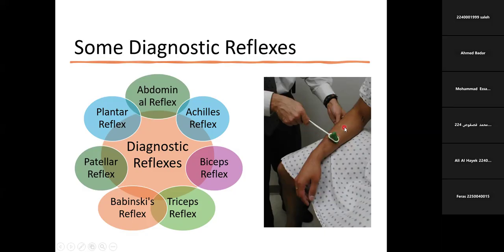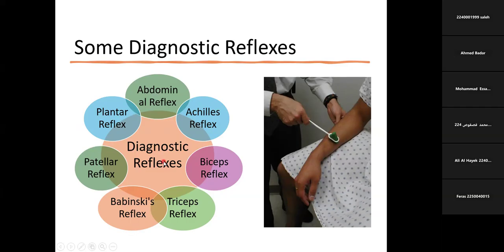So he is doing a reflex on this muscle here, which is actually the tendon from the biceps. So biceps reflex, triceps reflex. In the ankle, we have got Achilles reflex. On the abdomen, we have got abdominal reflex. On the foot, we have got plantar reflex, which is the same as the Babinski reflex. In the knee, we have got patellar reflex. So these are some of the examples of diagnostic reflexes, although there are many, many others as well.